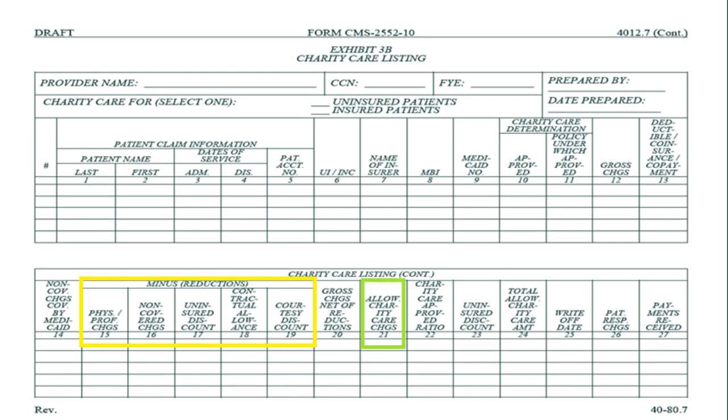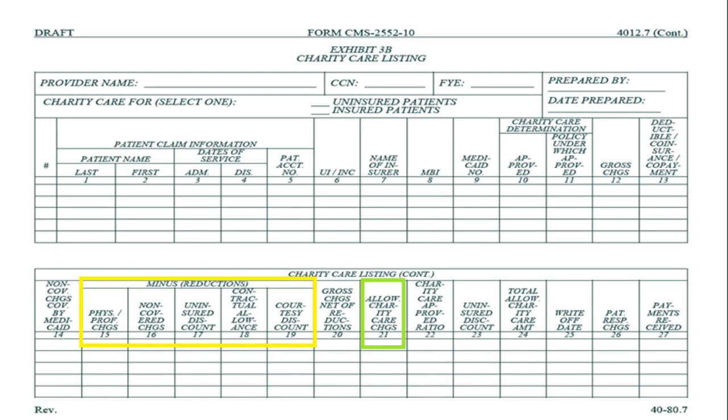And then column 20, gross charges, net of reductions is a result of columns 12 minus columns 15 through 19. And then you get to column 21, allowed charity charges. That's the portion of charges from column 20 that you are claiming. So CMS in column 22 is making you calculate the percentage of charity care charges in relation to the gross charges net of reductions from column 20. So how or what they're going to use this column for is kind of unclear from the instructions, but you certainly are having to provide that ratio.